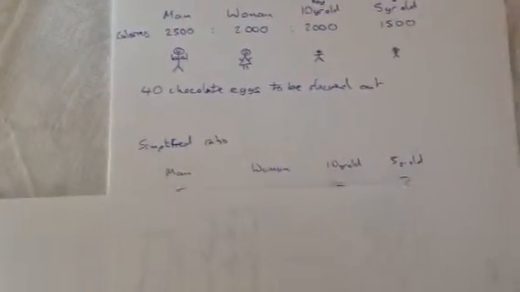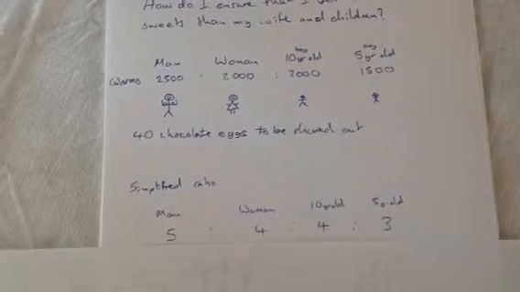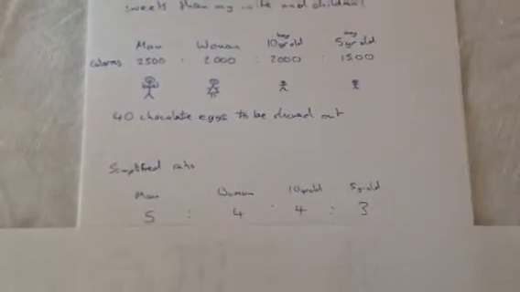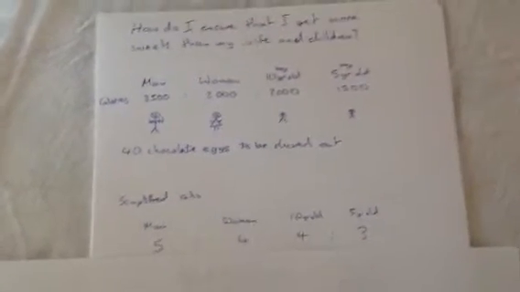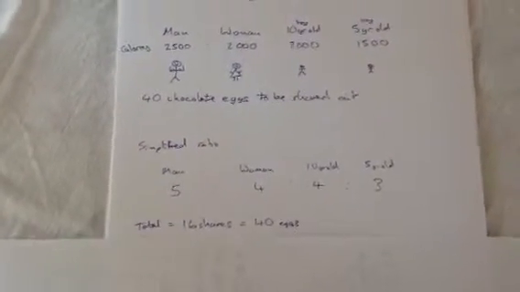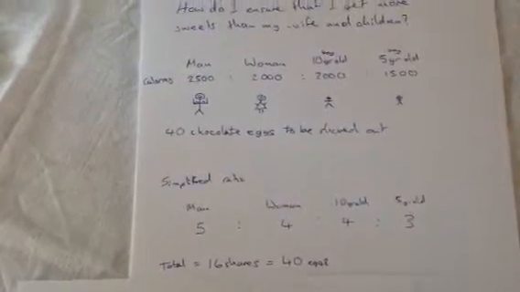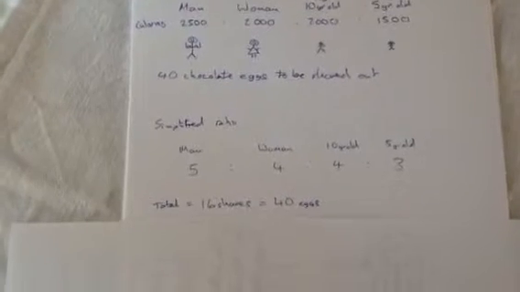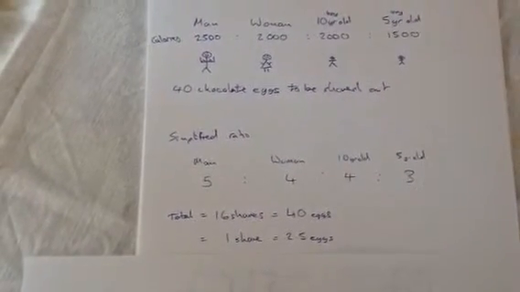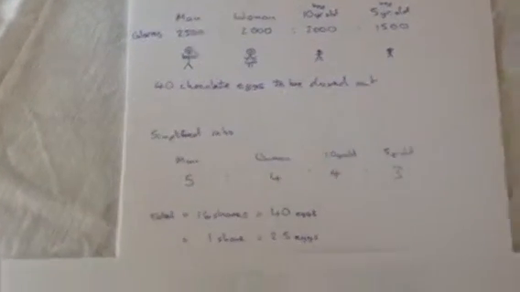But I've simplified the ratios and I've got that if you divide them all by 500, I should get 5 to my wife's 4, to my 10-year-old boy's 4, to the 3 shares that my youngest son should get. In total, that's 16 shares. Now these 40 eggs have got to be shared out in 16 shares. So that would mean that each individual share is 2.5 eggs.